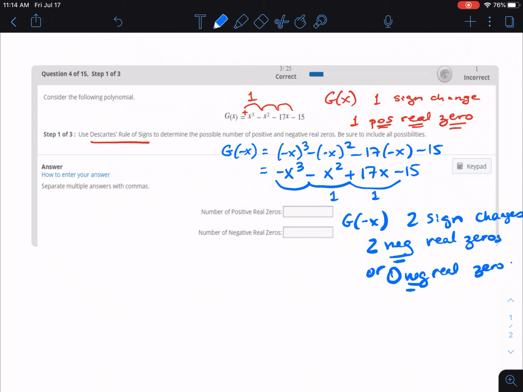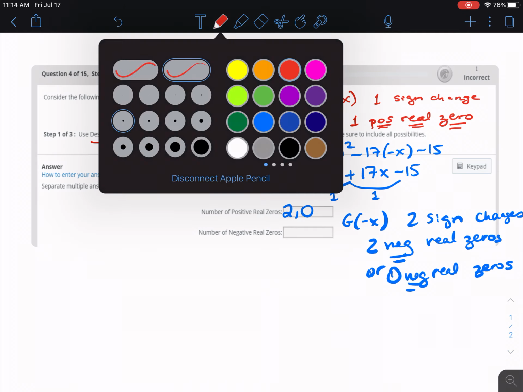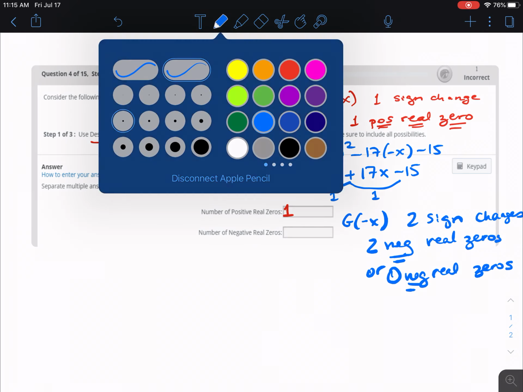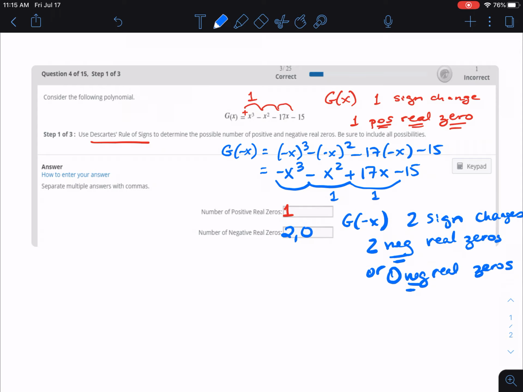Again, this just helps us to whittle down all the possibilities from our rational zero theorem. So here, for the positives, we would put 1, and here we would put, for negative real zeros, 2, 0.